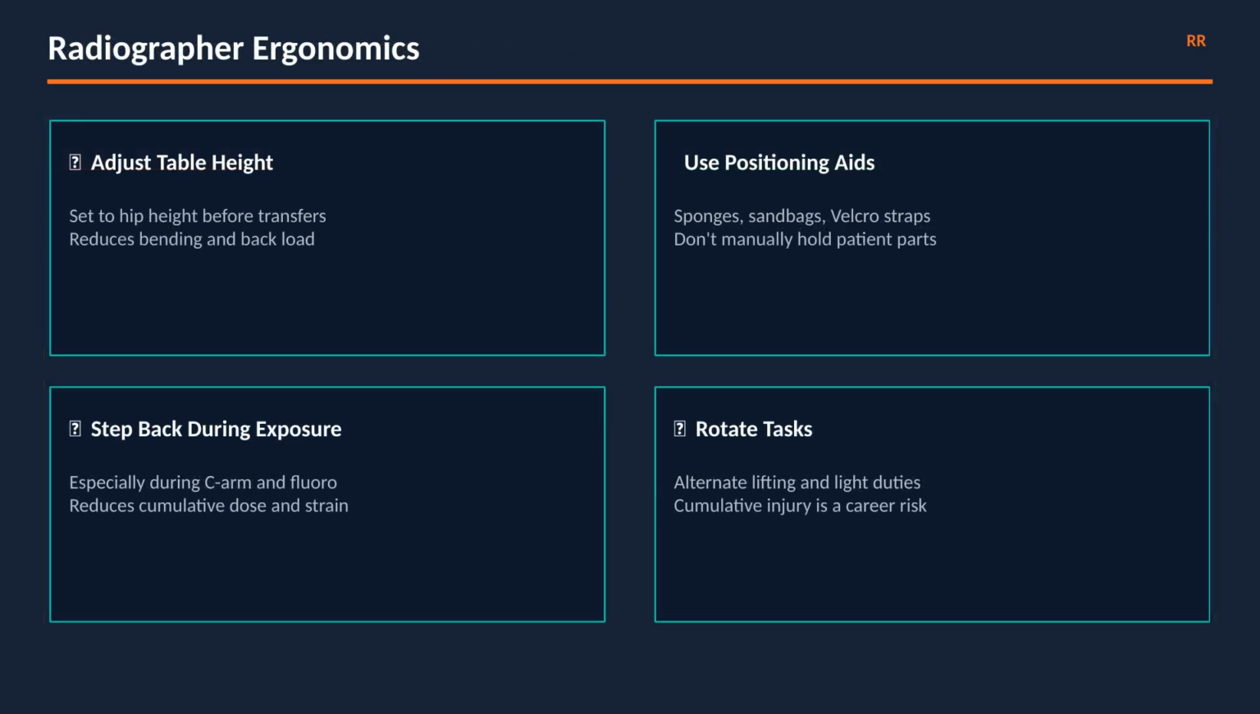Pediatric patients use age-appropriate immobilization devices rather than manual restraint. This protects both the child and the radiographer. Bariatric patients use bariatric-rated equipment. Know your facility's policies and team lift protocols before you need them.